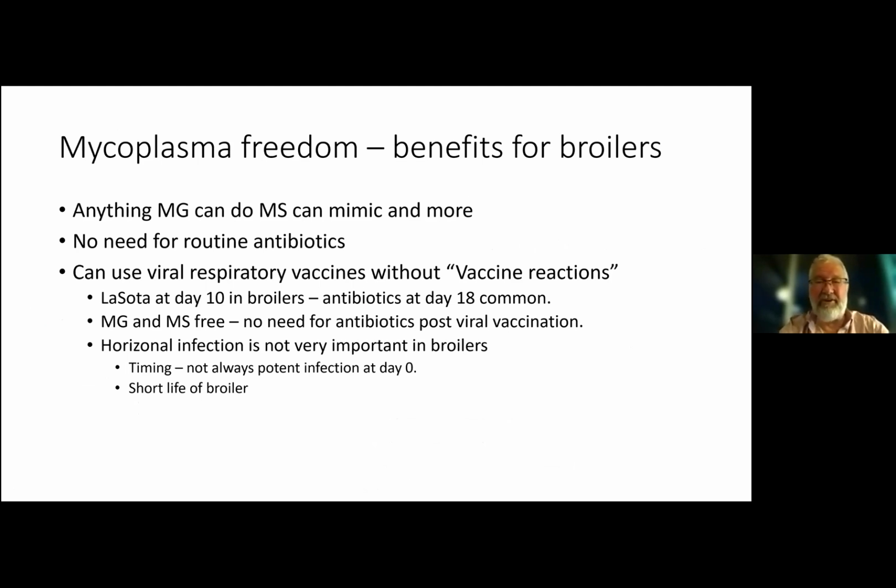So Mycoplasma freedom, the benefits for broilers are, well, anything that MG can do, MS can mimic and actually do more. So you actually need to attack both. This is easy with antibiotics because you can choose antibiotics that will affect both MG and MS. But nowadays we want to be able to produce chickens without antibiotics. The pressure is becoming more and more, especially because of the problem with AMR, antimicrobial resistance. They're saying by the year 2050 that we'll have 10 million people around the world dying of infections that currently we could cure today with antibiotics, but because of resistance, it will be a problem. I don't think this is from veterinary use much, but we have to make sure that it doesn't become the main cause of it by phasing out antibiotics.